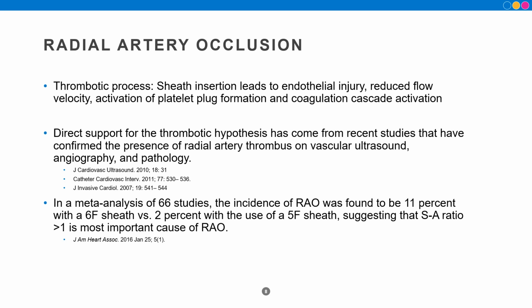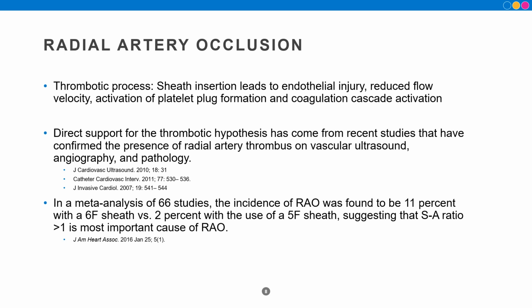Radial artery occlusion is a thrombotic process. As I explained, radial endothelial injury leads to activation of the coagulation system, and there has been direct support for the thrombotic hypothesis of radial artery occlusion. It's based on intravascular ultrasound, angiography, as well as pathological examination of a radial occlusion, as seen with the references here.